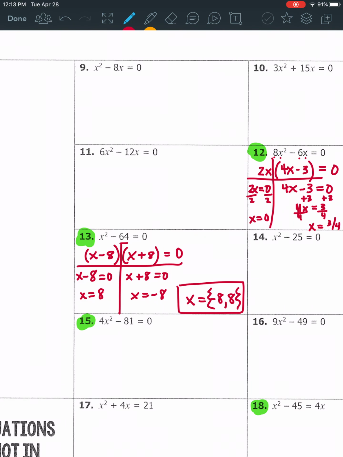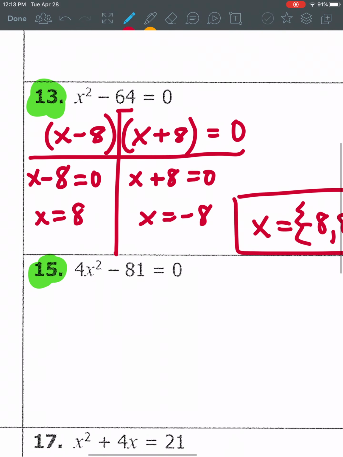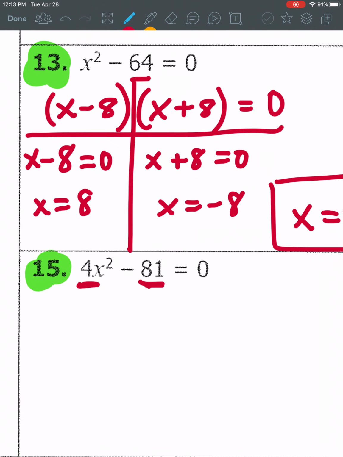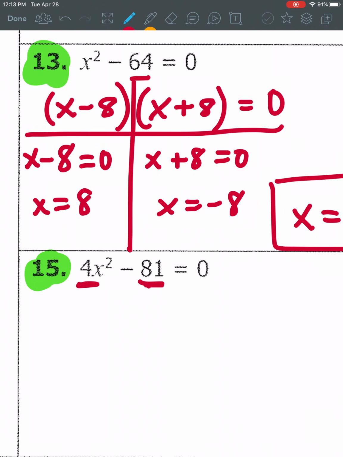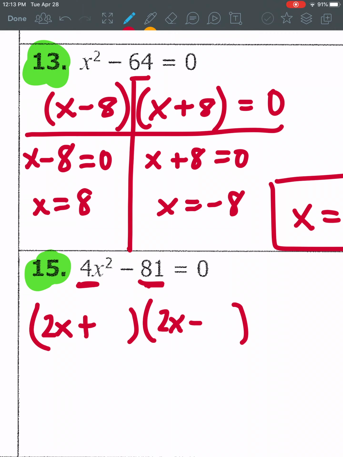Now, this one, notice that we have no GCF, because nothing can go into 4 and 81 perfectly. But this is a perfect square root, and this is also a perfect square root, 4 and 81. So take the square root of 4, and we get 2. So 2x and 2x. We know that the signs have to be opposite in order to cancel out the middle term, so we have no b value. And the square root of 81 is 9.